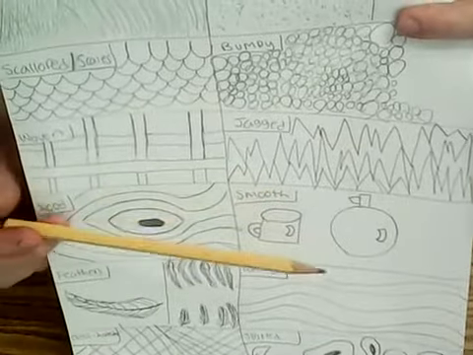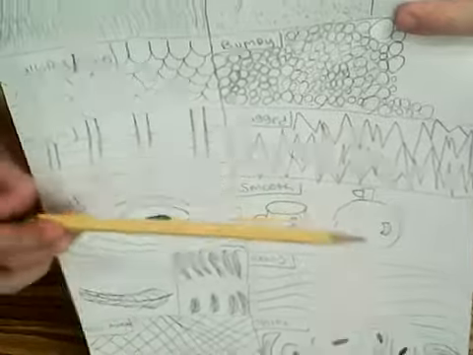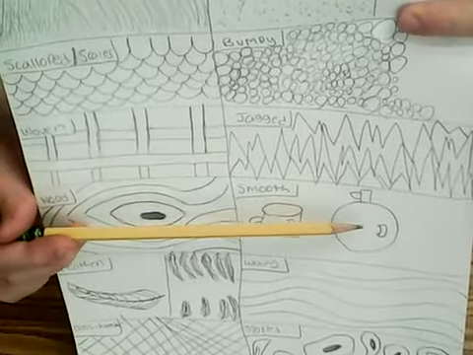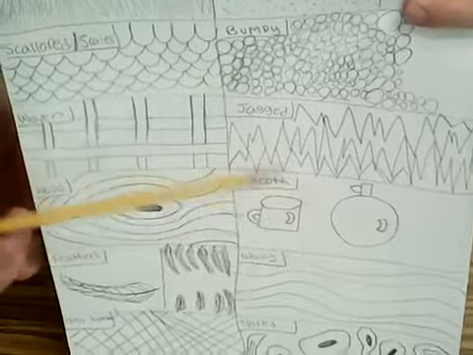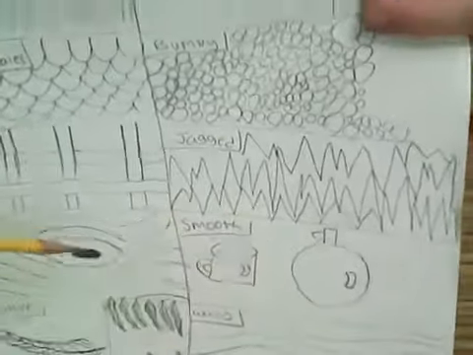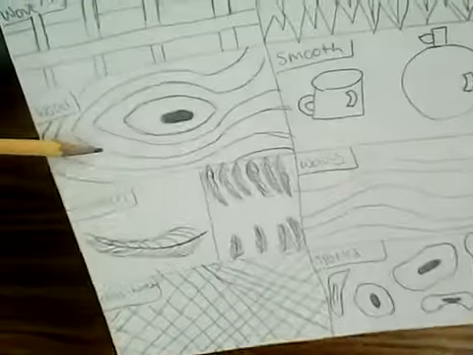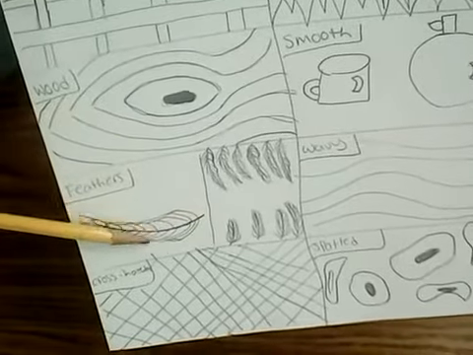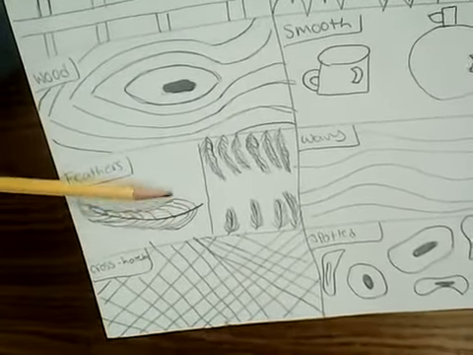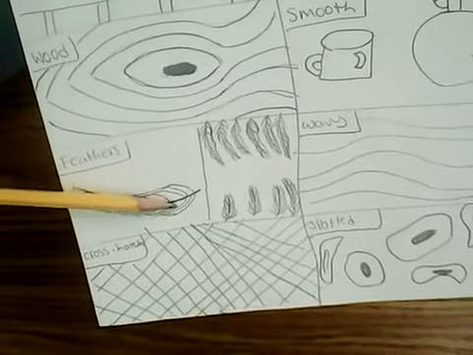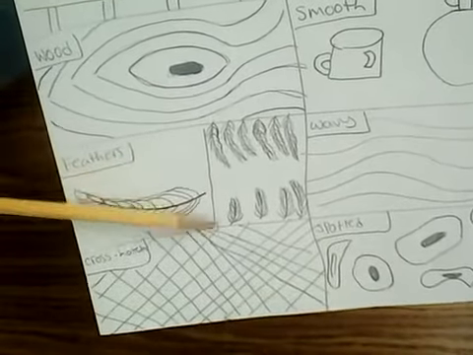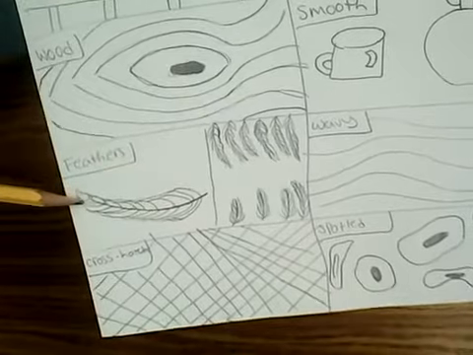Then I have smooth, where I drew an apple, and then I just made a little curved rectangle in order to give the effect of something being shiny or smooth and unblemished. Then I made my feathers, where I made the feather stem, and then I did several lines that went up and curved, up and curved, up and curved, and by doing this, I created a fairly realistic looking feather.